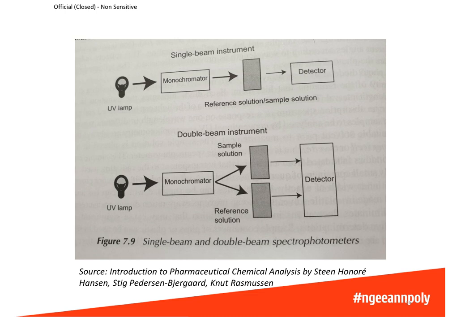Whereas for a double beam instrument, the light that comes out from the monochromator is split into two beams that are parallel to each other. One will pass through the sample and the other will pass through a reference or the blank. Then both beams will be detected by the detector.